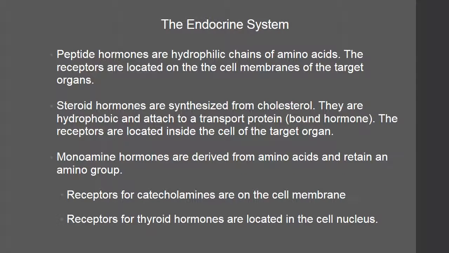Get into specific types of hormones, and I want you to pay attention to this. This is important stuff. Number 1, peptide hormones. Peptide hormones are hydrophilic chains of amino acids. The receptors for peptide hormones are located on the cell membranes of the target organs. Peptide hormones, hydrophilic, they are chains of amino acids. They act on cell membranes.